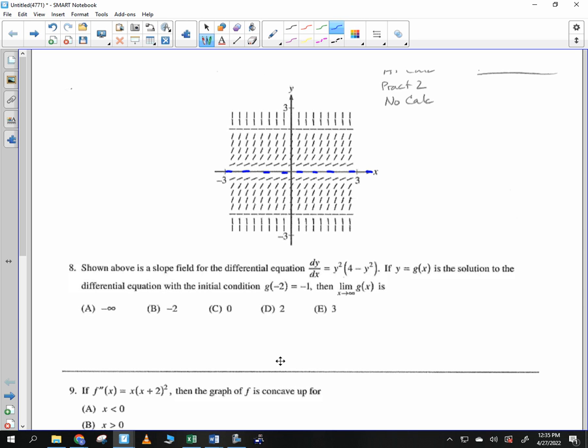So what it's saying is this. G of x is the solution. And we know that the solution to a differential equation, the solution is the graph, right? And it goes through what point? -2, -1. So I'm going to plot -2, -1 approximately, right about there. Everybody good with that? So if you were going to draw a solution that goes through that spot, as x goes towards infinity, I'm going to say that your graph is going to go something like that.